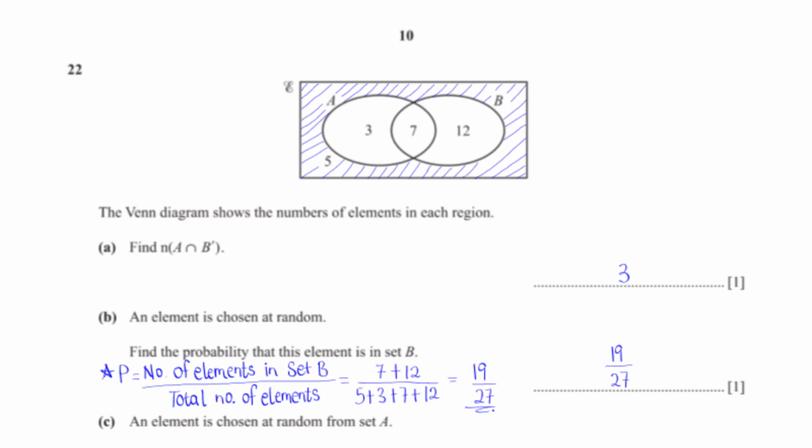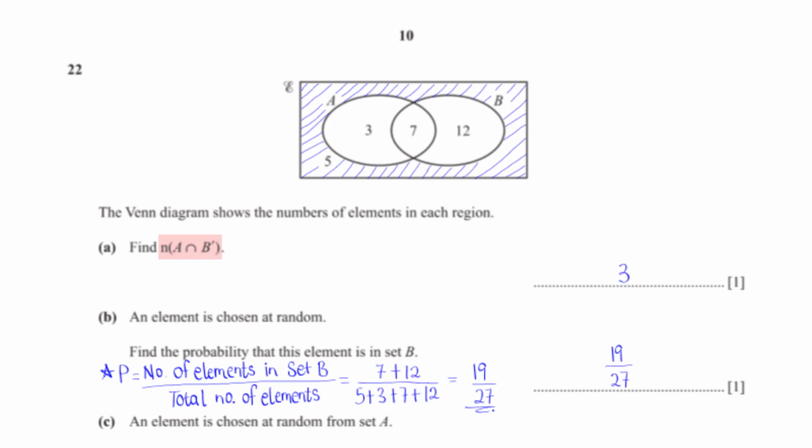The Venn diagram shows the numbers of elements in each region. Find the number of elements in the region A intersection B complement, or B prime. So let's reread this same statement in a way that we can appreciate better. Let's say that A is the set of people who like eating apple and B is the set of people who like eating banana. So we are asked to find the number of people who like to eat apple and at the same time do not like to eat banana.